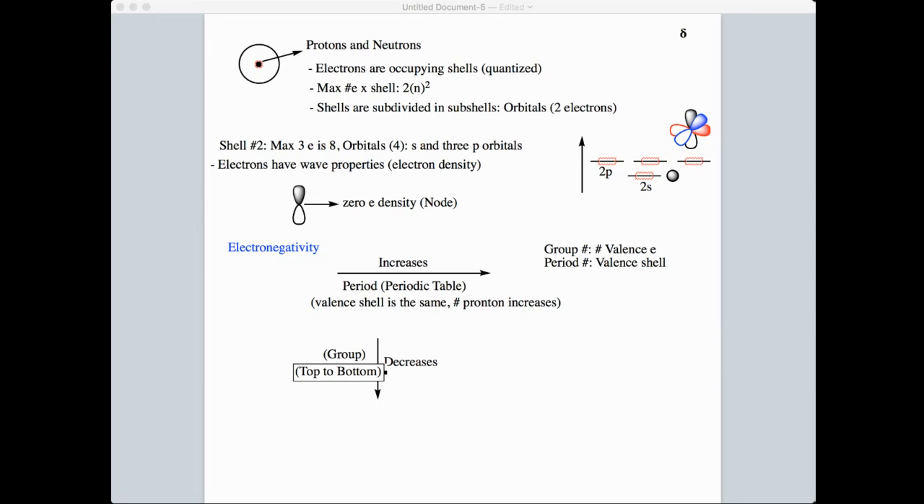So the number of shells increases. So if you go from period 2 to period 4, we are going from shell 2, so the valence shell goes from being 2 to 4. Meaning that the electrons are farther and farther from the nucleus. The size increases when you go from top to bottom in the periodic table. And because the size of the atoms increases so dramatically, the valence electrons will be farther away from the nucleus, so obviously electronegativity will decrease.